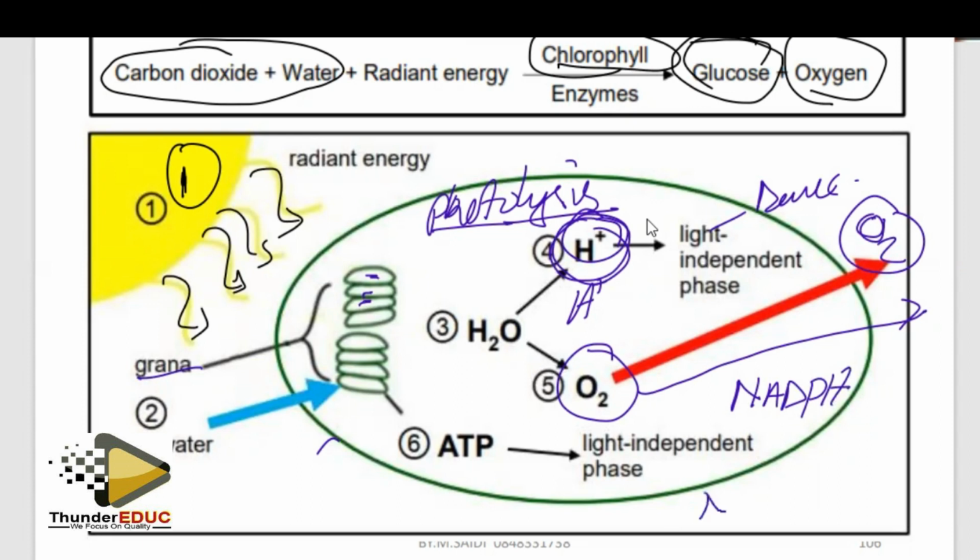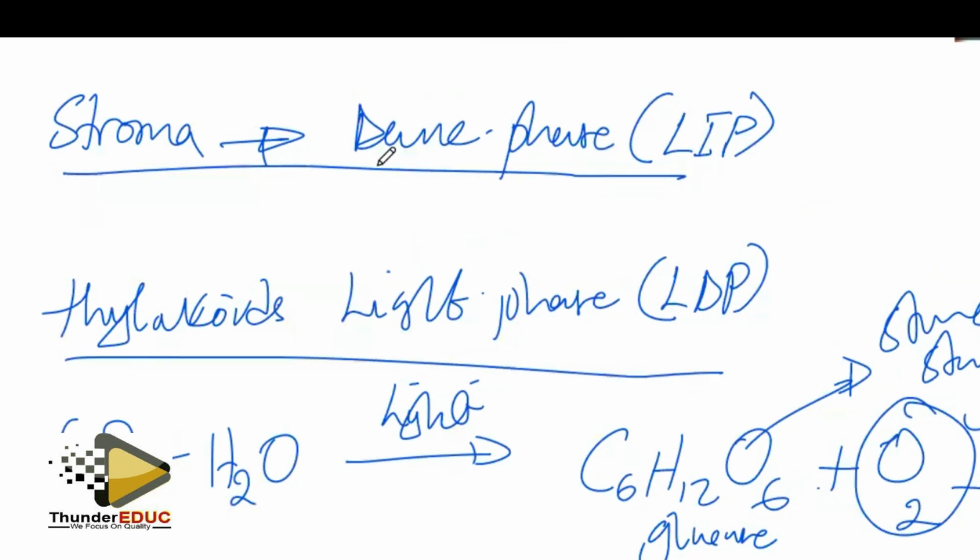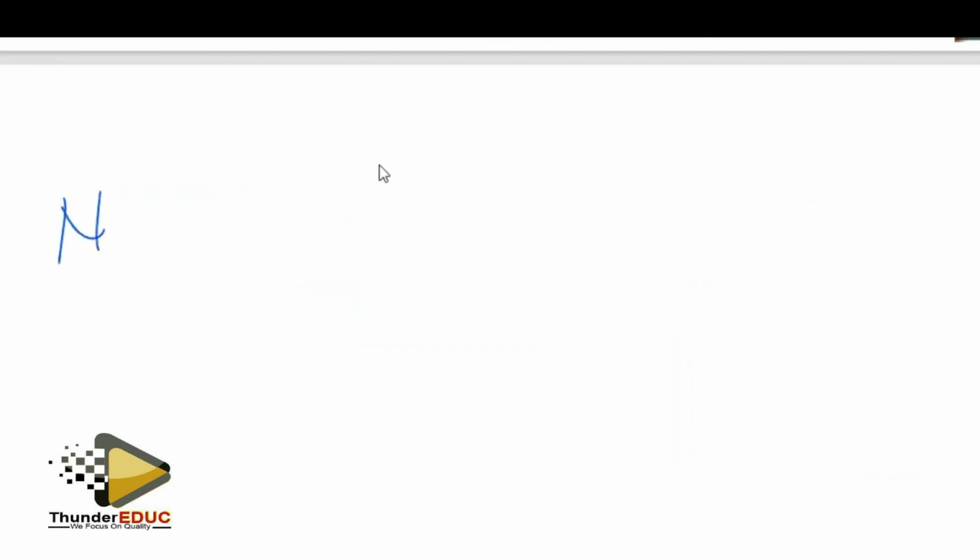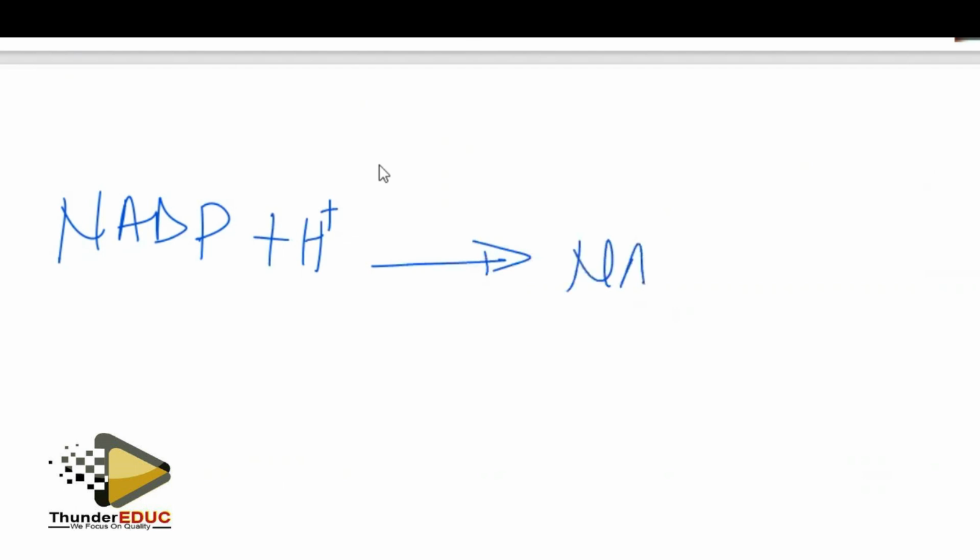So what happens is NADP, nicotinamide adenine dinucleotide phosphate, plus the hydrogen ion, then it forms what you call NADPH. So basically what happens, you have the NADP plus the hydrogen ion which is formed, and then you form NADPH. So that's what happens.